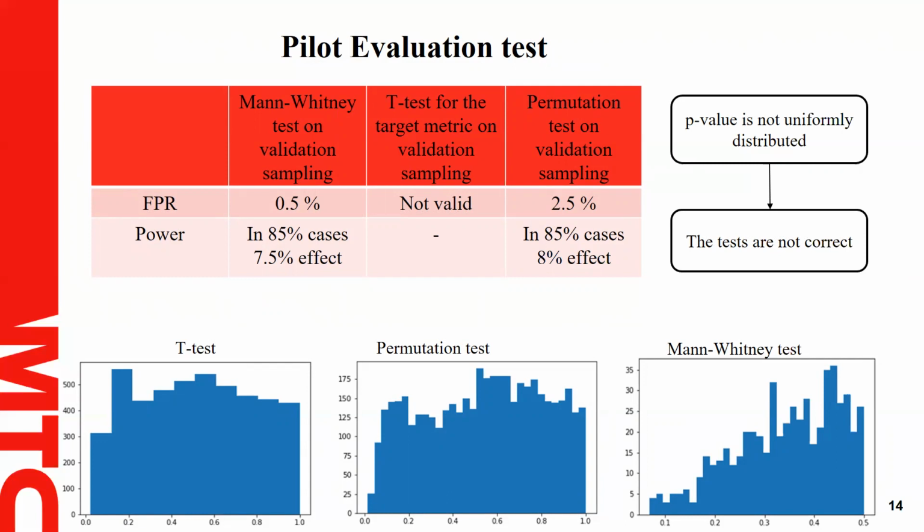The distribution of our metric is not normal, but I took it for the interest. We can see that the false positive rate is good, 2.5%. Our power is as follows. In 85% of cases, we catch 7.5% of the effect by the Mann-Whitney criterion, and by the permutation criterion, 8% of the effect. We can conclude that everything is correct in terms of correctness.